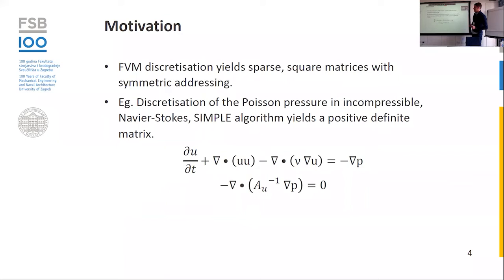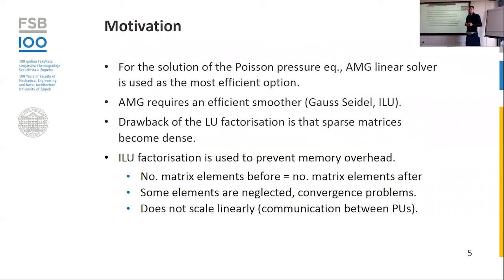So, as you know, discretization yields sparse square matrices with symmetric addressing. As an example, we took the Poisson pressure equation for the incompressible Navier-Stokes system with the SIMPLE algorithm, which yields a positive definite matrix. For that Poisson pressure equation, we used the AMG linear solver as the most efficient option. And as we know, for the AMG solver, we need to use a smoother. Some efficient smoothers are Gauss-Seidel or ILU. And let's focus on ILU.